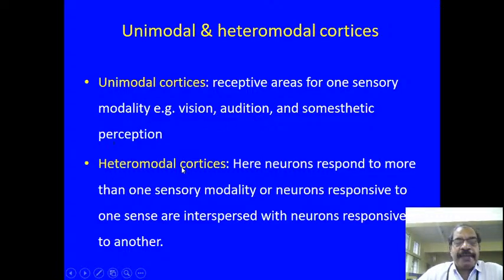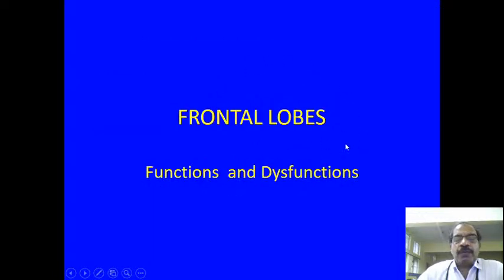But when we talk about heteromodal cortex, it means that particular part of the brain receives multiple types of sensory input. It may be touch sensation, it may be pain sensation, it may be some other type of sensations. So that is called the heteromodal type of cerebral cortex. So coming to today's topic, that is the frontal lobe. What are the usual functions, and if there is something wrong, some abnormalities or pathologies affecting the frontal lobe, then what happens to the function of the frontal lobe?